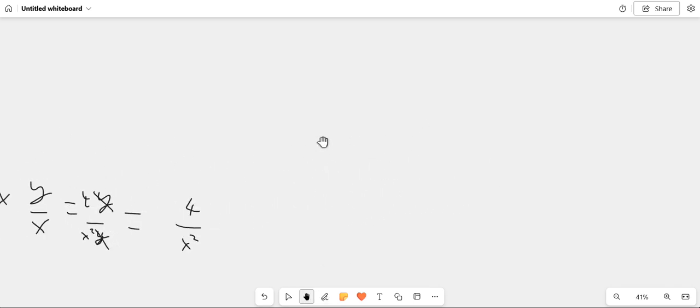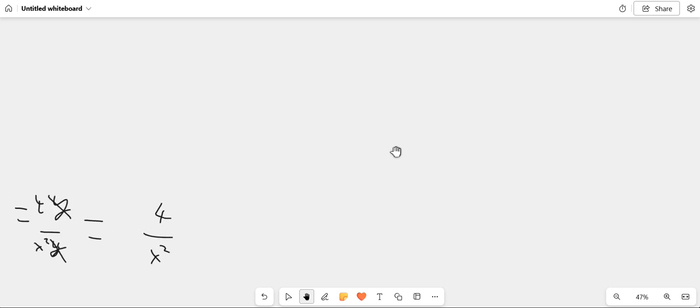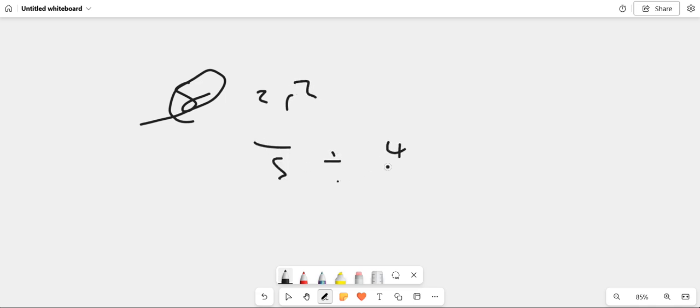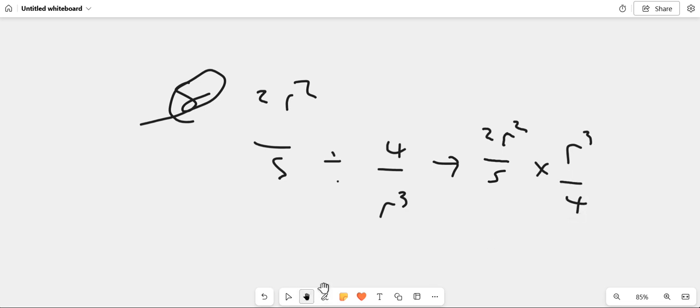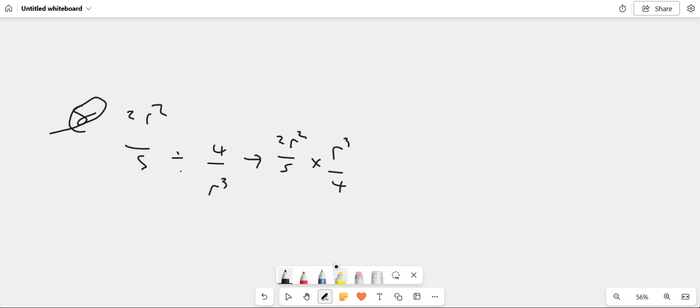Alright, cool. F. 2r squared over 5, divided by 4 over r cubed. So again, keep, flip, change here. So 2r squared over 5 times r cubed over 4. So then obviously pattern that. So just times the situations.